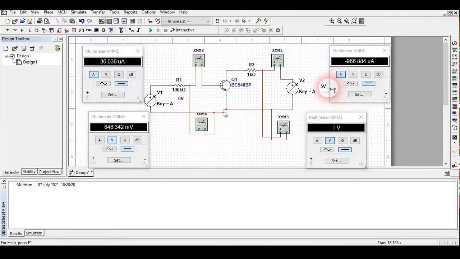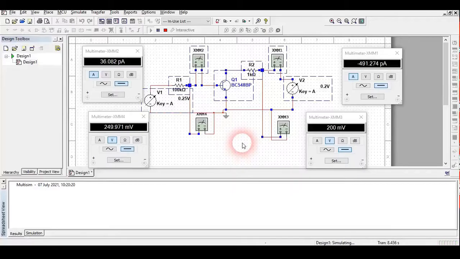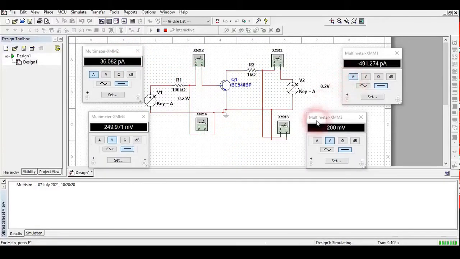When I run this, at 0 volt of input this current here is very low, so we could neglect it and consider it as 0 only. Here the value of voltage is very high, so I am going to firstly decrease this value. At 0 volt everything is 0. Now I am going to increase the voltage of V2 by key A. You could see the current is in picoampere, so we could neglect that current.